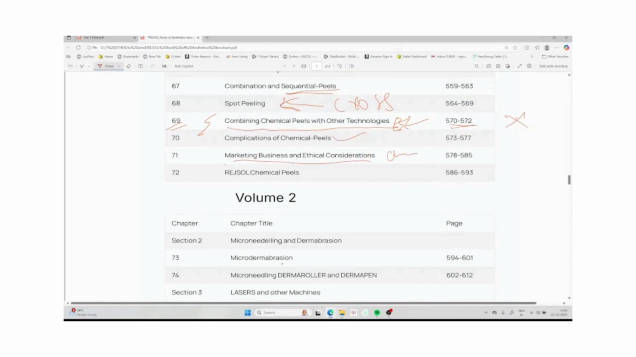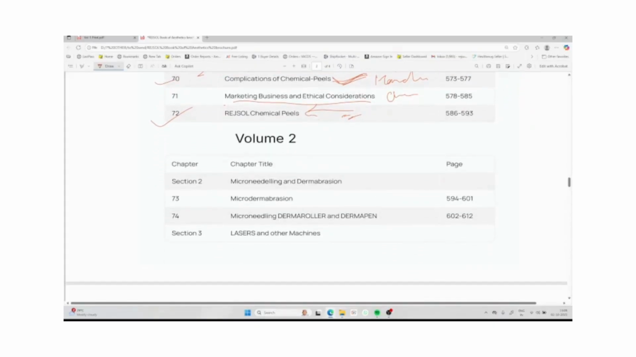Then complications of chemical peeling. What are the different complications of chemical peeling? How do you handle those complications? That is discussed in chapter number 70. Then we have a separate chapter for products of Rexall chemical peel. So all the chemical peels provided by Rexall are discussed in chapter number 72.